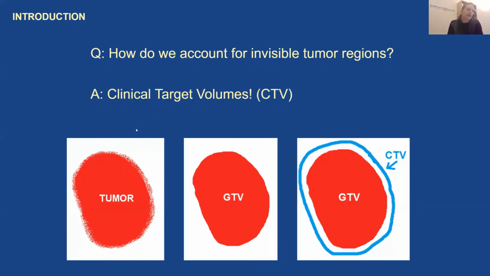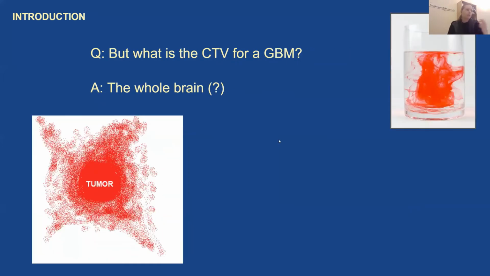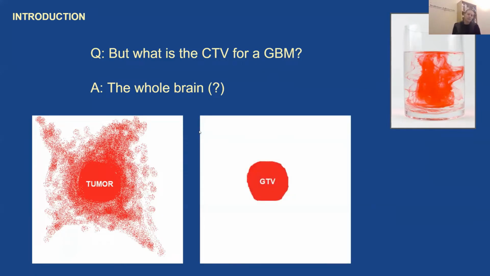This is all fine for solid tumors that appear like this. But what would you do for, say, a GBM? This is an artist's impression of a GBM with surrounding tumor spread. How would you define the CTV in this case? And to make matters worse, this is what we see when we actually image it. And we don't know the actual invasion.